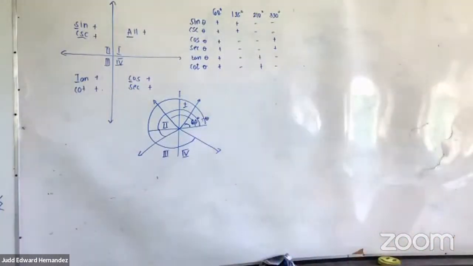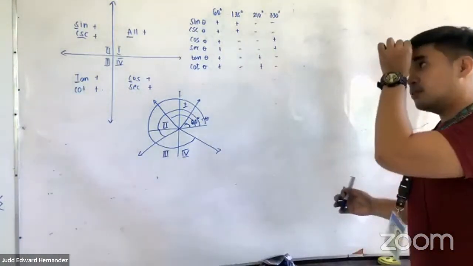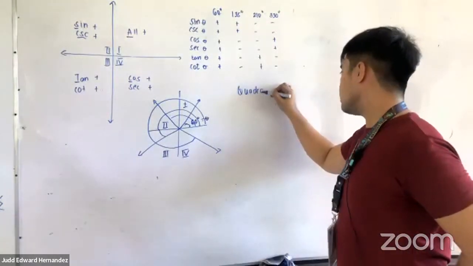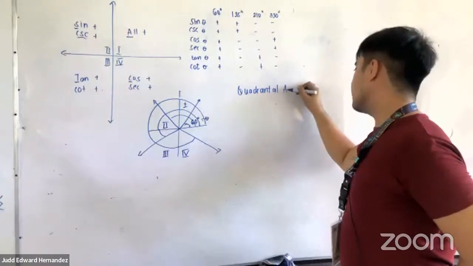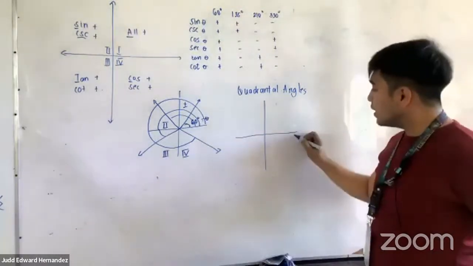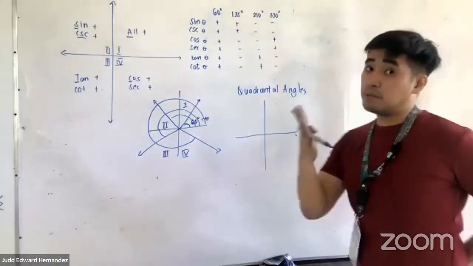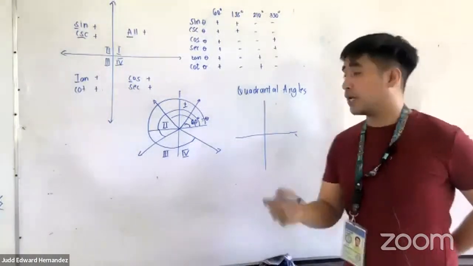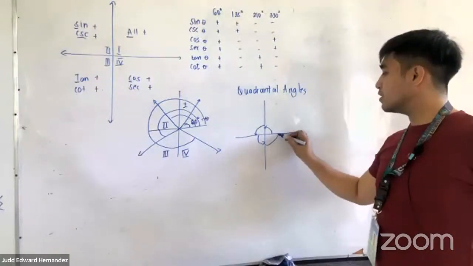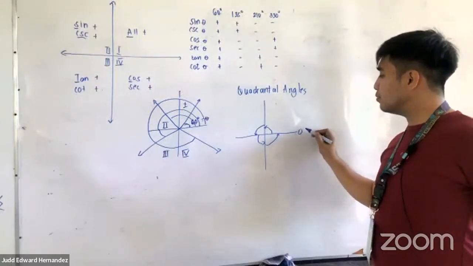Is that clear? Yes po. Okay. So, what if we now have what we call quadrantal angles? Quadrantal angles. When we say quadrantal angles, these angles will fall on X or Y axis. May it be positive X, positive Y, negative Y. Just like 90 degrees, 180 degrees, 270 degrees, 360 degrees or 0 degrees.